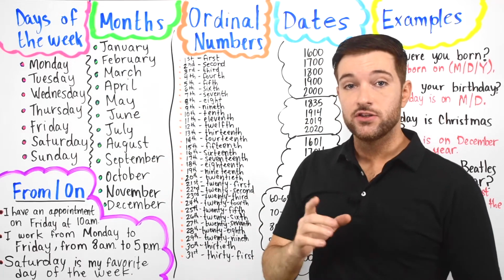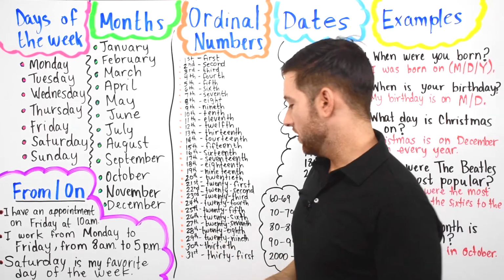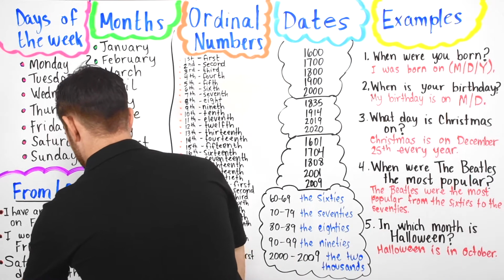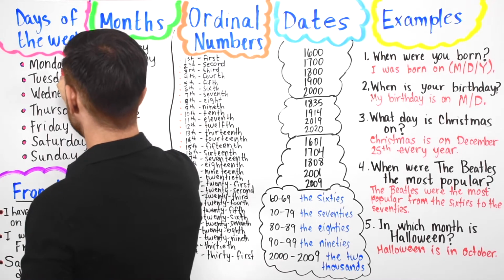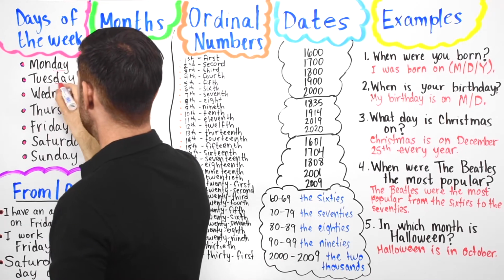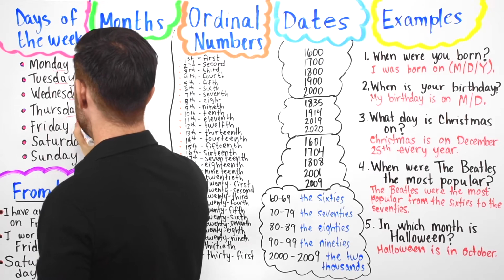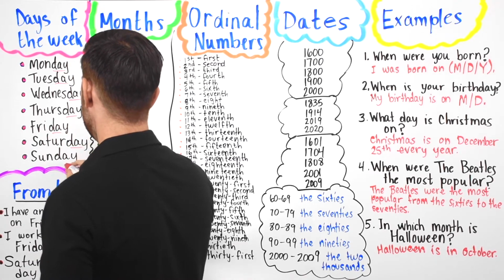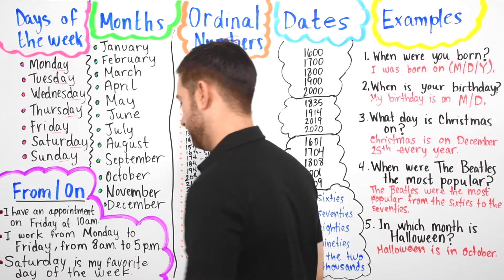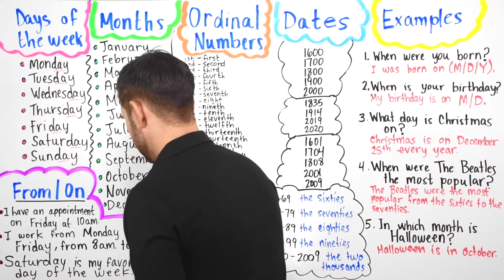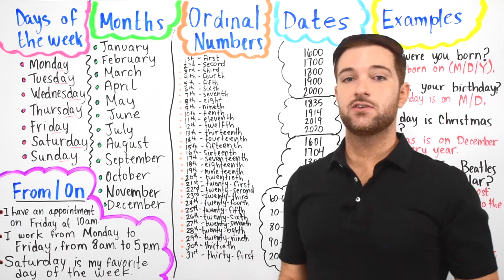Okay? Notice that all of these words have the word day at the end. Monday, Tuesday, Wednesday, Thursday, Friday, Saturday, and Sunday. Okay? Don't forget, there are 7 days in a week.